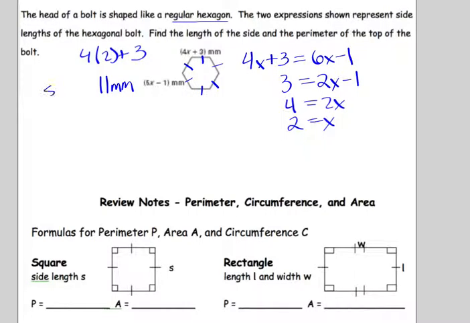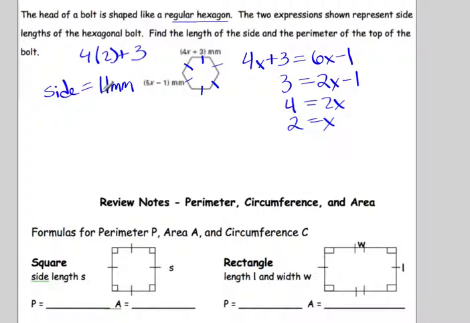So the side is 11 millimeters. Remember that one of our imperatives is that you label the labels. If you forget to put millimeters, it could cost you all of your points. So be certain that you are labeling your measurements if there are labels in the picture.